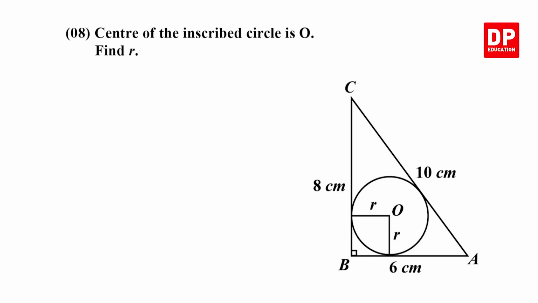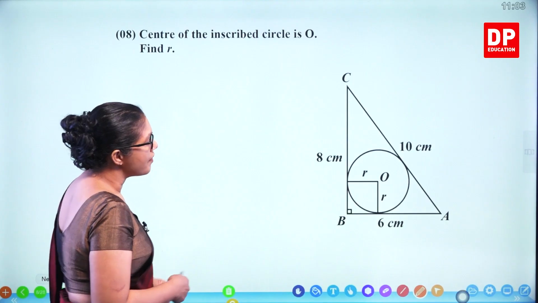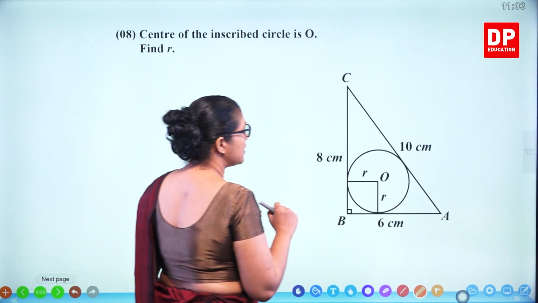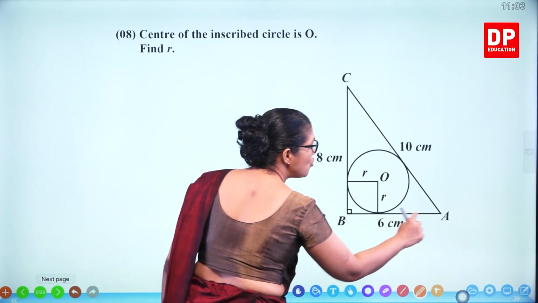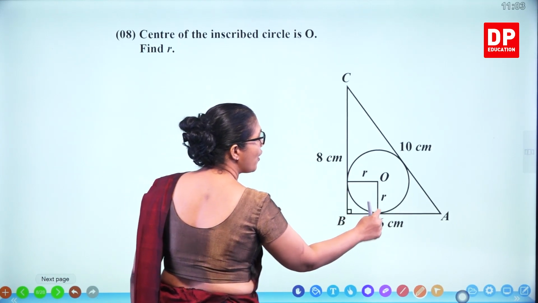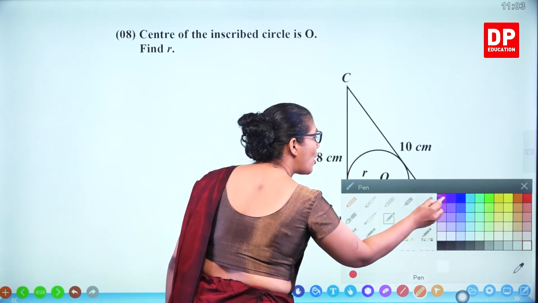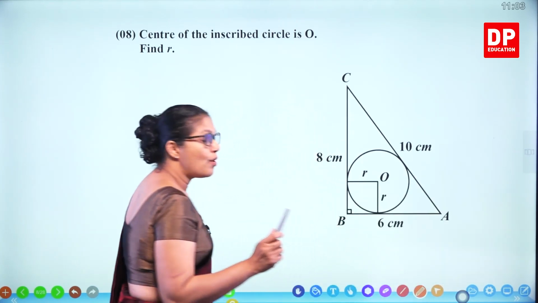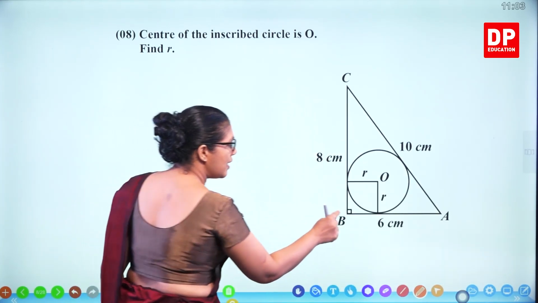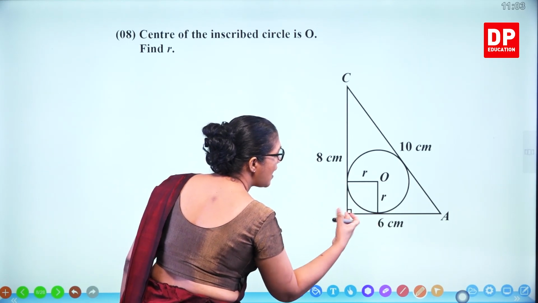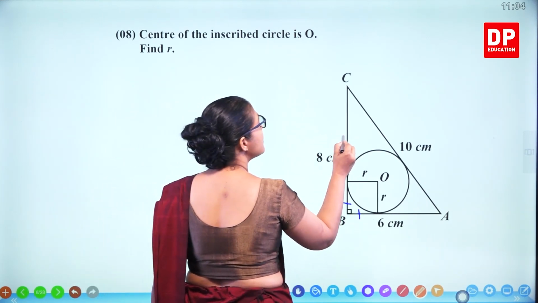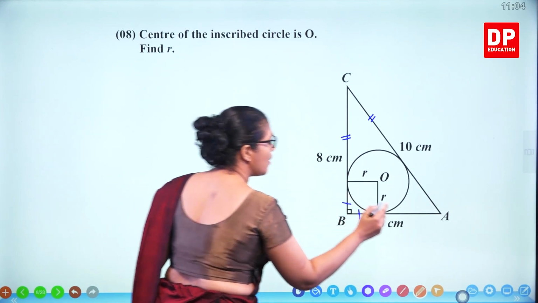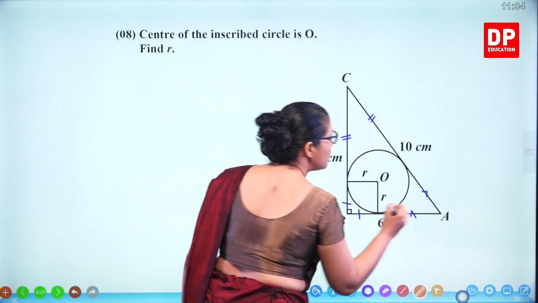Now we'll look at question number 8. The center of the inscribed circle is O and you are asked to find r. r is the radius of the inscribed circle. So what can you write? Now we know these are tangent lines, touching at these points. So what do you know about tangents? We know the lengths of tangents are equal. So this is one tangent, so these are equal. So you can say these two are equal. Likewise, this length is equal to this length. And also, this length is equal to this length.